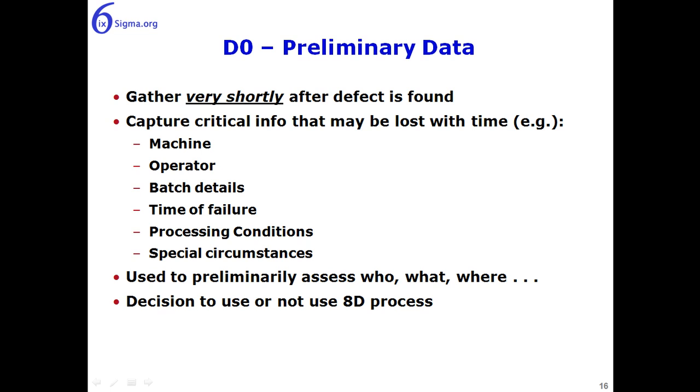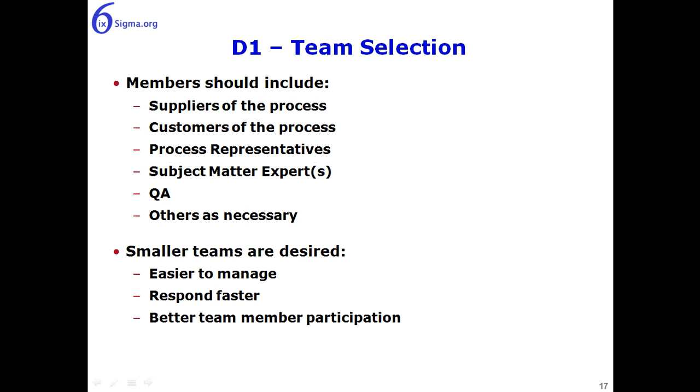The next phase after D0, of course, is D1. This is where we select the team. And I want you to note that team member selection is based on the SIPOC model. Now, SIPOC is an acronym that you may not be familiar with. It stands for suppliers and inputs to a process with outputs and customers. And so for team member selection, we want to select suppliers of the process. This is the process where the part is manufactured.